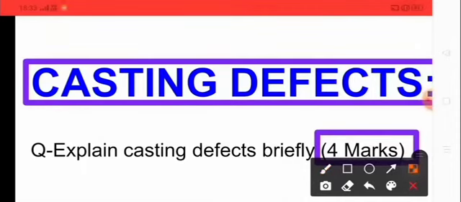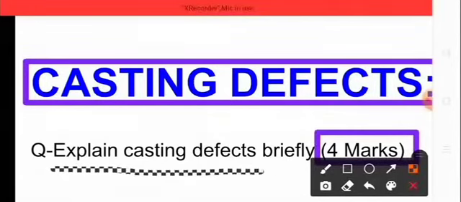This is one of the most important questions in the university examination, and generally it is asked for 4 marks. Explain casting defects briefly. So let's see, without wasting time.